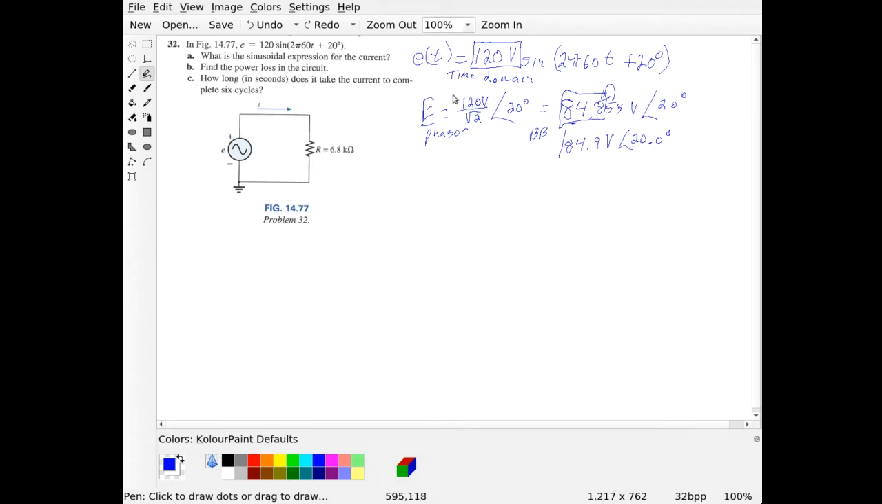So this is our voltage in the phasor domain. And remember that this 120, this 120 divided by the square root of 2, is what we call the RMS, root mean square, or the DC equivalent, or the effective value of the voltage. Okay, so this is our AC waveform in the time domain form up here, and this is in the phasor form.